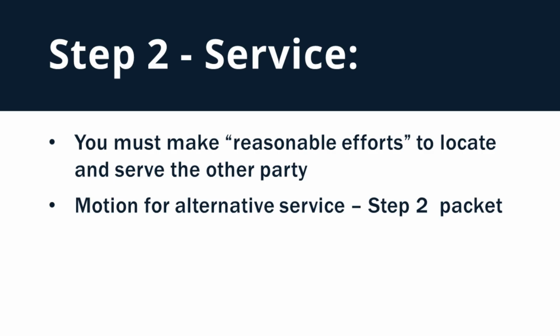Also, you must make reasonable efforts to locate and serve the other party. This includes doing things like mailing to their last known address, calling them, contacting family, friends, or employers, reaching out on social media, emailing, and texting. If you try and still can't locate the other party, you can file a motion with the court asking for approval to use an alternative form of service. The forms and instructions for this are in our Step 2 service packet. But remember, you must wait for a judge to grant or deny your motion for alternative service before you can try it.